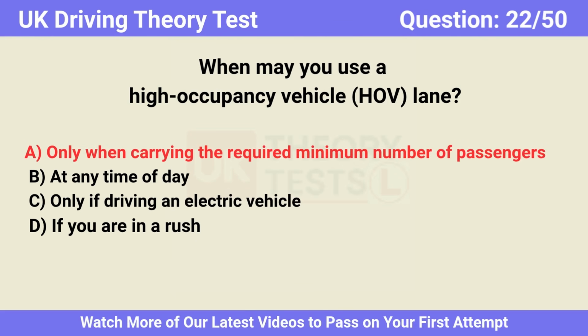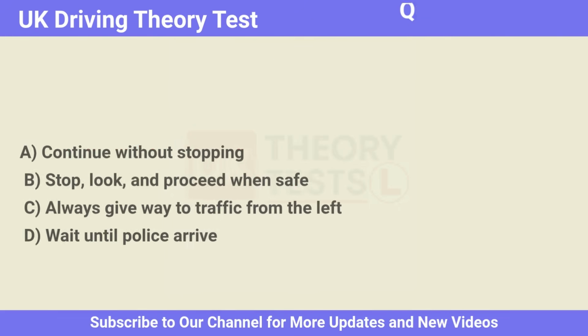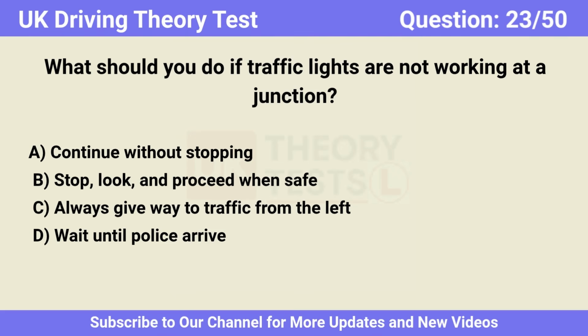Correct option is A. Only when carrying the required minimum number of passengers. What should you do if traffic lights are not working at a junction? A. Continue without stopping. B. Stop, look, and proceed when safe. C. Always give way to traffic from the left. D. Wait until police arrive.